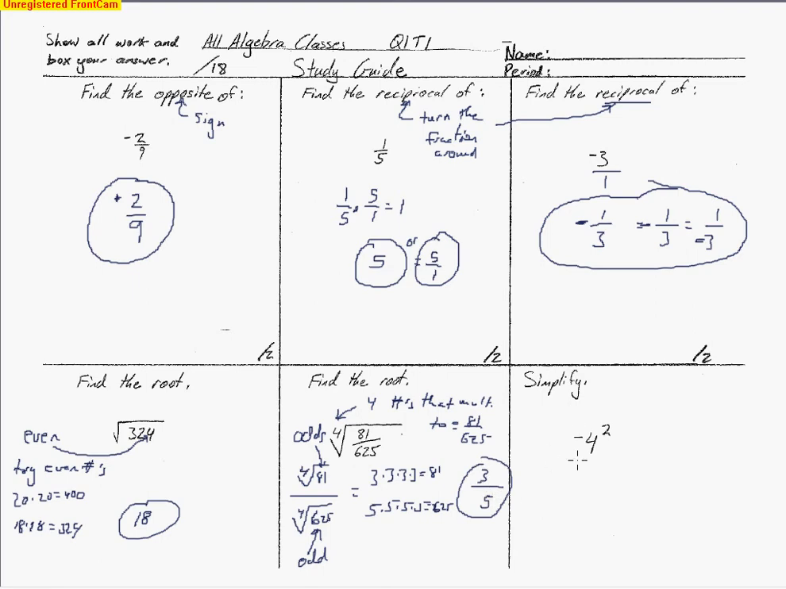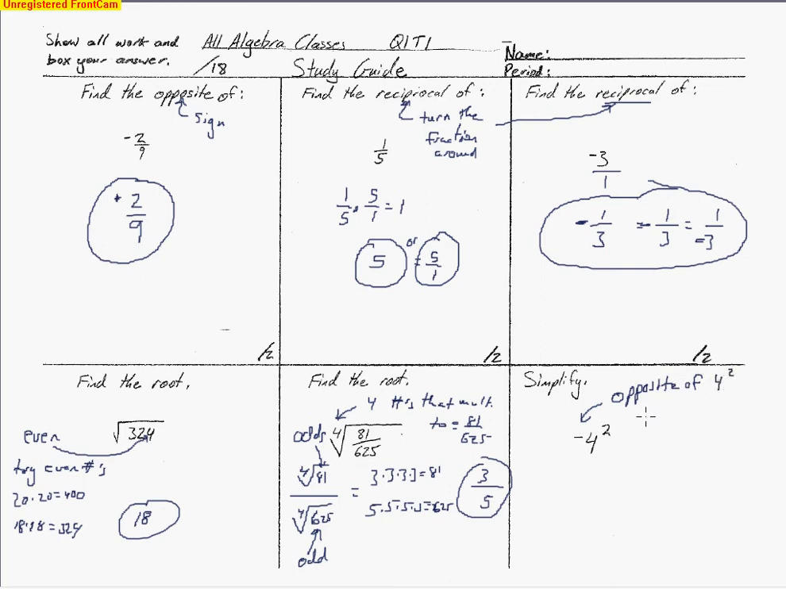Next one says to simplify this expression. Notice that it's a minus sign and then 4 squared. Now, the minus sign right next to the 4 without parentheses means the opposite. This means the opposite of 4 squared.